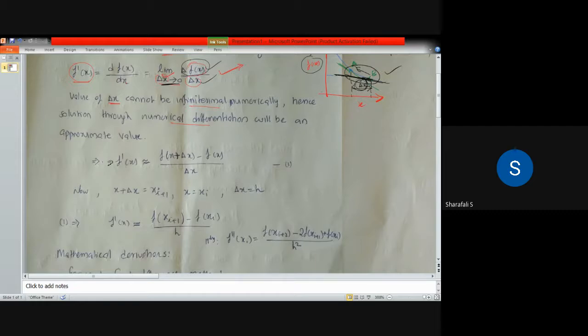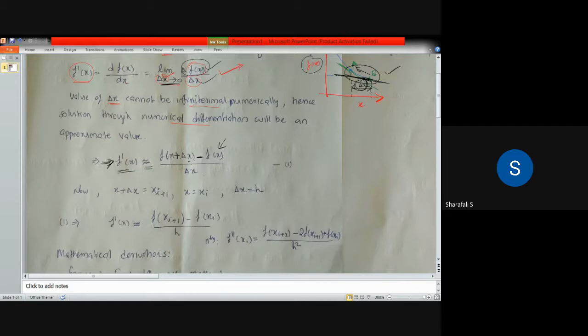This f dash x, you can write as approximately equal to f of x plus delta x, that is the B point, minus f of x, divided by delta x, that is the change in function f, the numerator, with the change of x. So you have to find this when these 2 points are very close to each other. That is the differentiation that we have to do numerically. So f dash x, the differentiation of f of x at x, will be given by f of x plus delta x minus f of x by delta x.